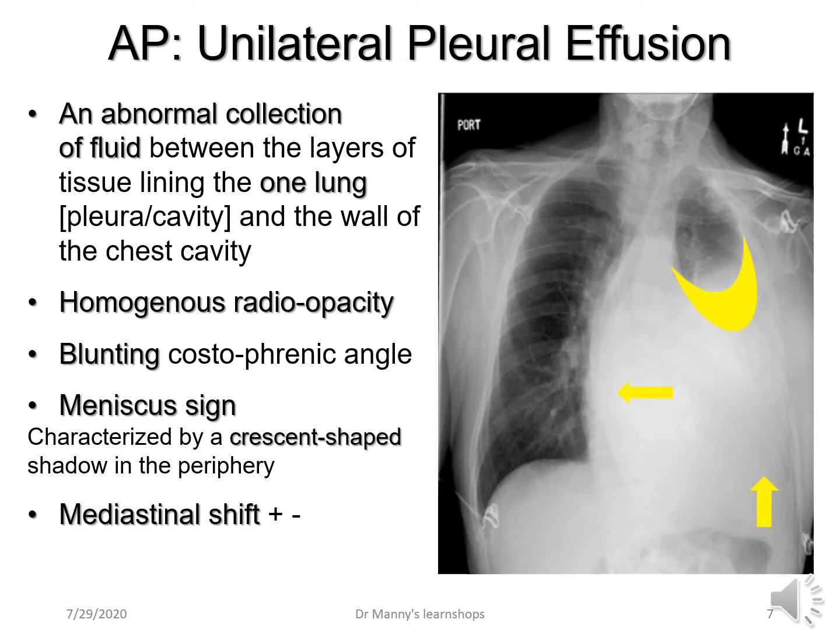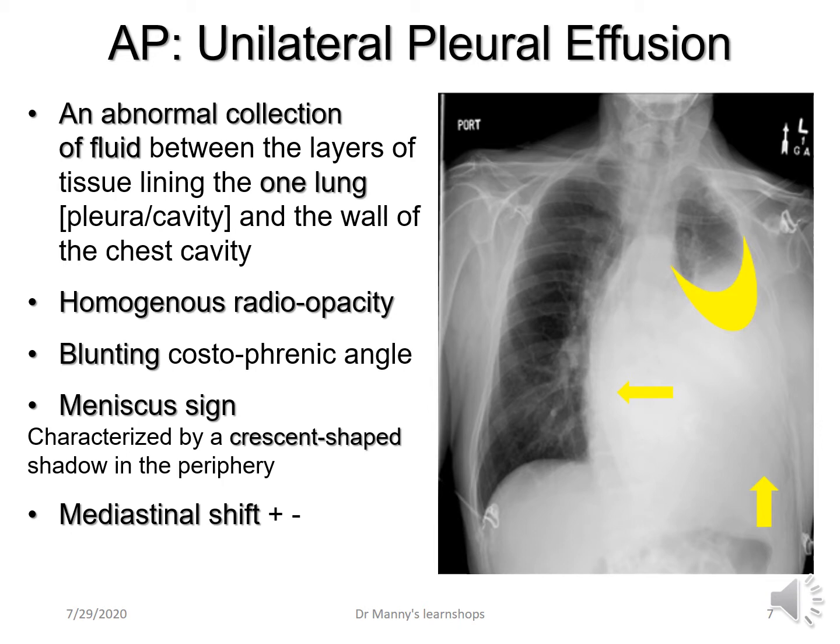Let's review a unilateral, or one-sided, pleural effusion on an AP anterior-posterior film. A pleural effusion is an abnormal collection of fluid between the layers of the tissue lining the one lung, the pleural cavity, or the pleura, and the wall of the chest cavity. Typically, it's homogenous in whiteness, the same.